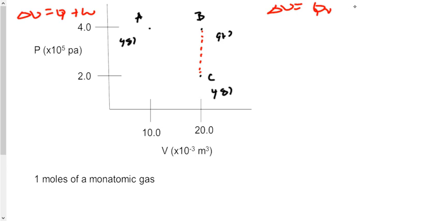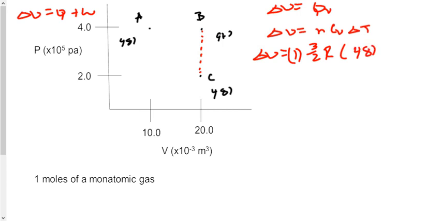Okay, so what is that going to equal? Well, delta U then will equal n C sub V delta T. And C sub V is the molar heat capacity at constant volume. So delta U is going to equal 1 times 3 halves R, because 3 halves R is C sub V, multiplied by the temperature change. Well, that's going to be 481 minus 963.